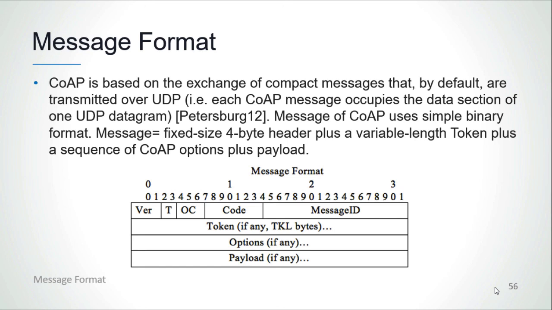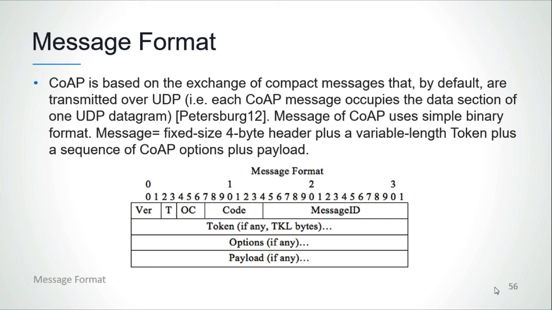The message format in CoAP is based on the exchange of compact messages that by default are transmitted by UDP, which is connectionless and doesn't have any acknowledgement. That's why it's faster. A CoAP message occupies the data section of one UDP datagram.